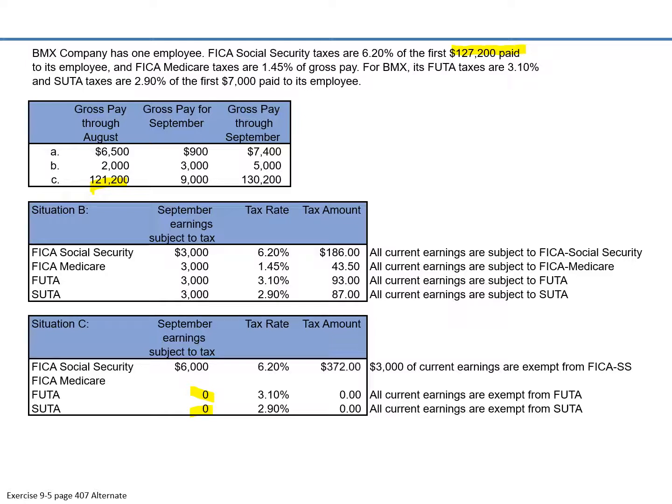So we've got $6,000 times 6.2%, or $372. And then all of our earnings are subject to FICA Medicare. There's no threshold on that one. Times 1.45%, or $130.05.